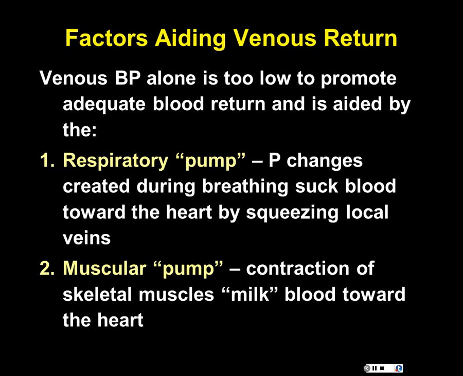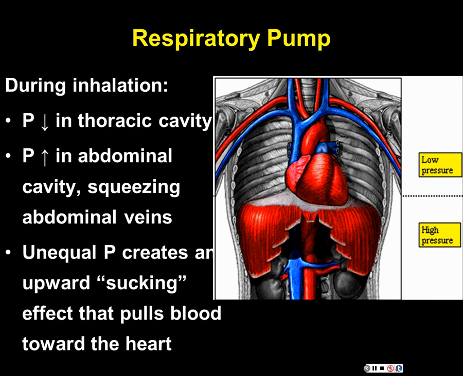Images from your textbook to reiterate this about the respiratory pump. You know that when you inhale, the pressure of the thoracic cavity is going to drop, and that inversely changes the pressure in the abdominal cavity. And it squishes on the veins in the abdomen to help propel blood back up to the heart. A little bit of sense about how breathing can physically bring blood back to the heart.